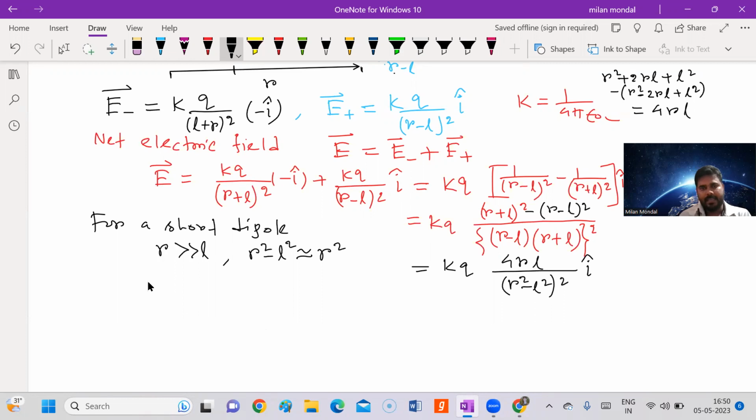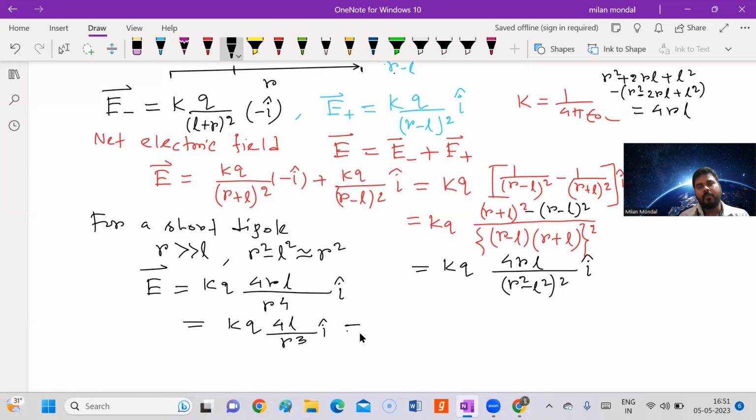So finally, the electric field we are getting is KQ 4RL, and here R square minus L square is R square, and R square that square, so R to the power 4, and along I cap. You can see one R cancels out. So we are finally getting KQ 4L by R cube into I cap.